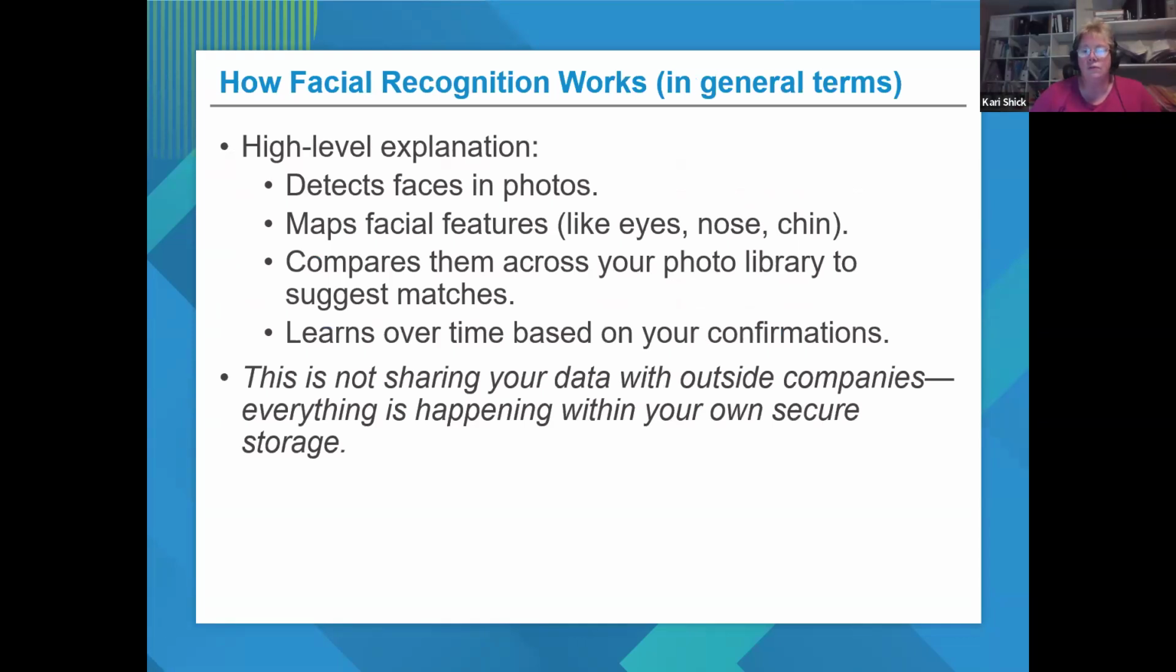So in general terms, it detects a face in a photo. It maps the features like the eyes, the nose, the chin, and it compares those features across your whole library to suggest what other images are a match. And it learns over time based on whatever you're confirming as to who those individuals are. The interesting thing about Forever is that this data is not shared with outside companies or with anybody else. It's only happening within your own personal secure storage.